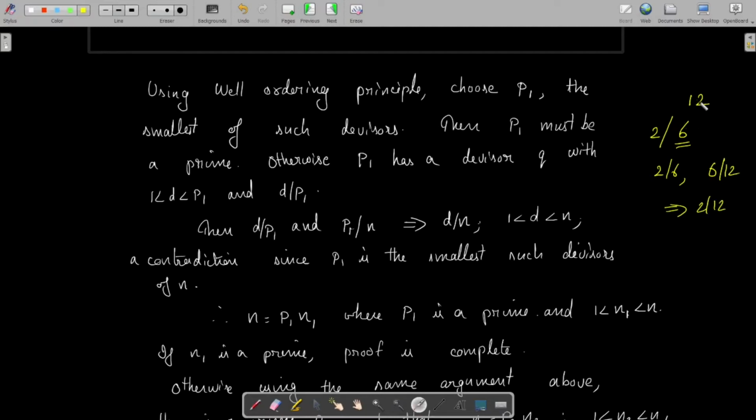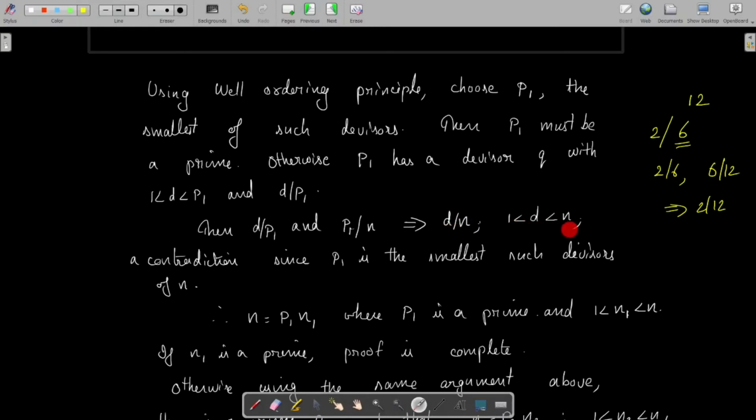And we know 2 divides 6 and 6 divides 12 implies 2 divides 12. Therefore, if we take a divisor of an integer which is not a prime number, then there must be another integer less than that composite number which is a divisor of the given integer. Otherwise, what happens? That integer p1 has a divisor d which divides p1, and p1 divides n. Like this, 2 divides 6 and 6 divides 12, then 2 divides 12. Likewise, d divides p1 and p1 divides n implies d divides n, where 1 is less than d less than n.